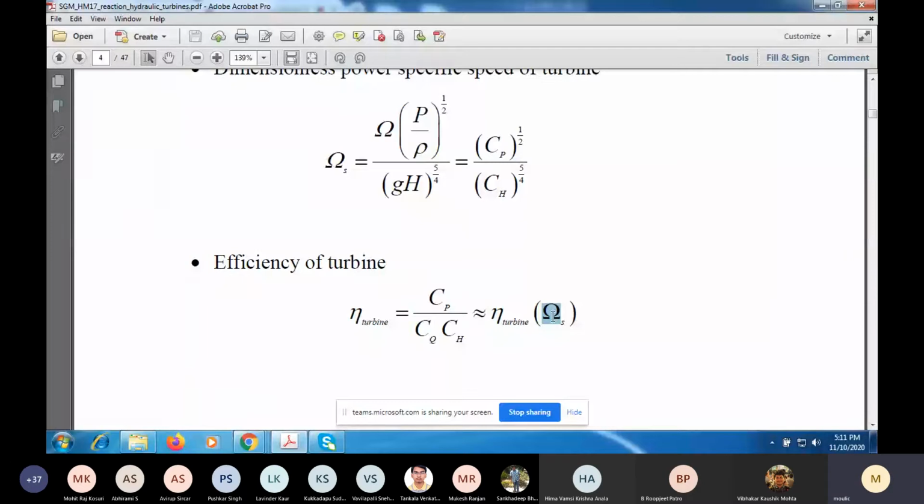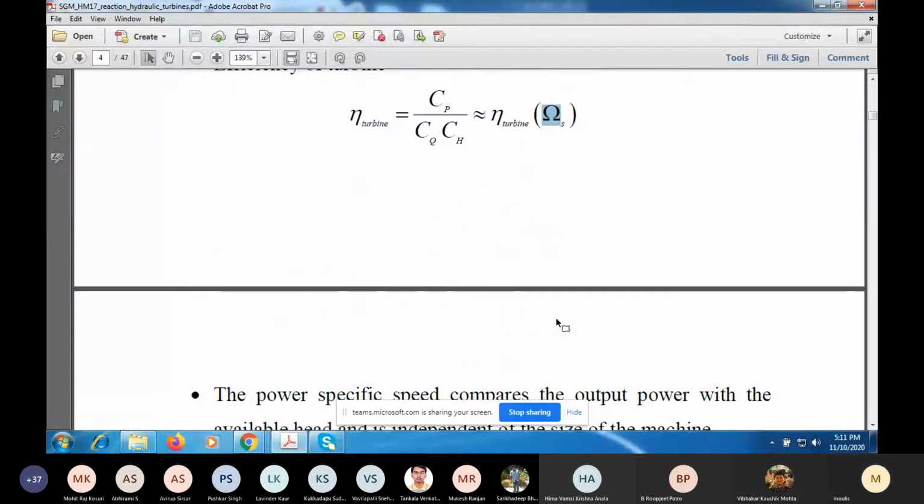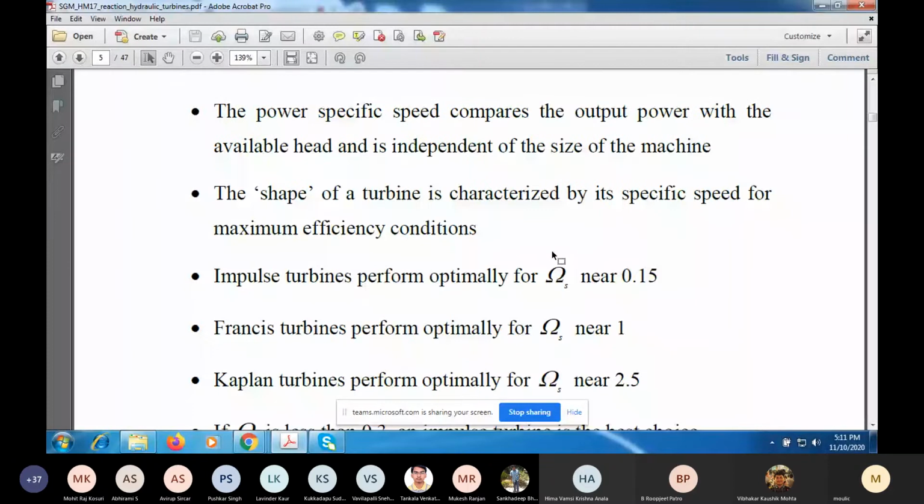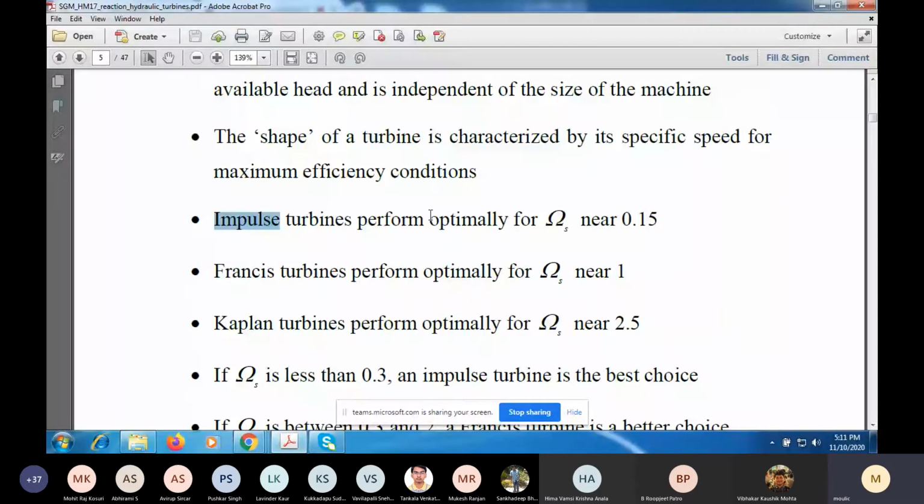Now sometimes the value of specific speed may be quoted by a manufacturer who wants to sell a turbine. So what does it mean? Because omega s could be any value. Well, the value which they quote is the value of omega s when the turbine efficiency is maximum. So at the maximum point, there is a certain value of the power specific speed. And in the case of impulse turbines, this is roughly about 0.15.